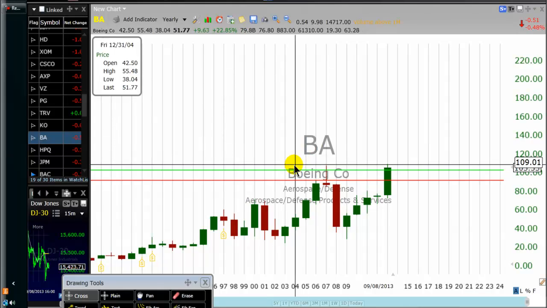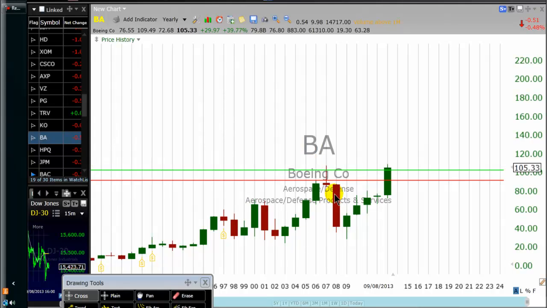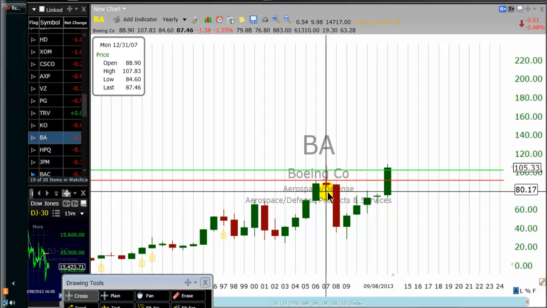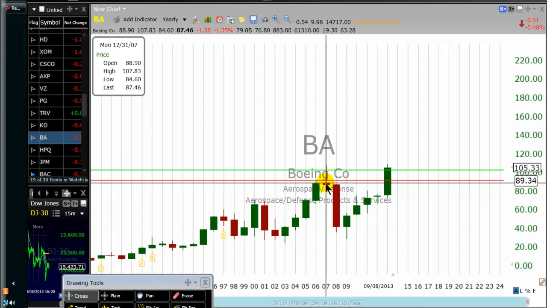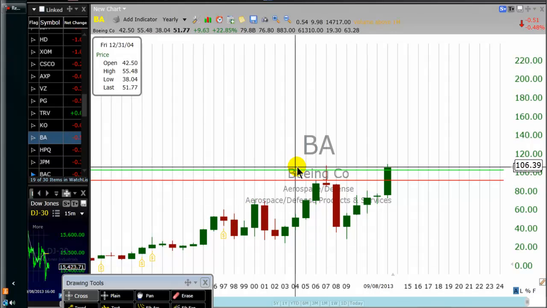If you see here, there's a resistance on this year's high, the 2007 candle here. The high is a resistance. The key level, the critical price level for Boeing, is at 107.83. So the level 107.83 is a resistance level that professionals are watching. In fact, the price went above it a bit.